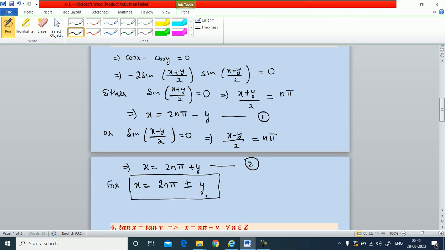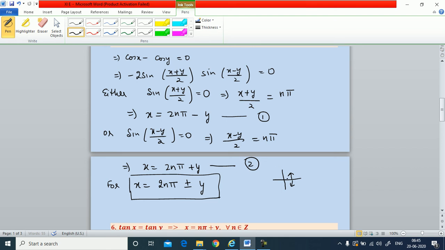Okay, I will quickly explain to you through a diagram how it is possible. See, if the angle is 2 pi plus, we get angles of the first quadrant. If it is 2 pi minus, we get angles of the fourth quadrant. And in both of them, cosine is positive, that you are aware of.